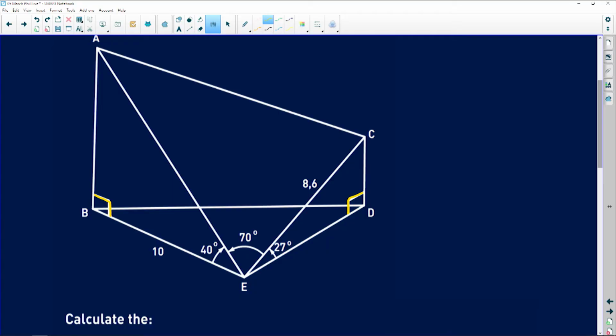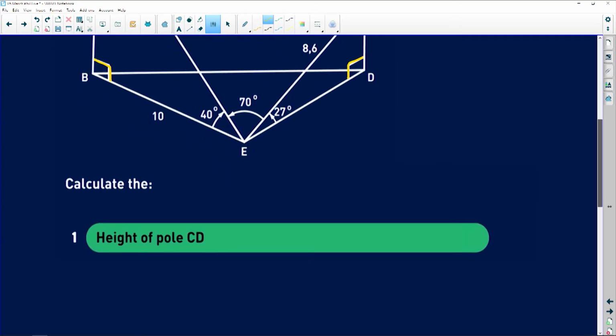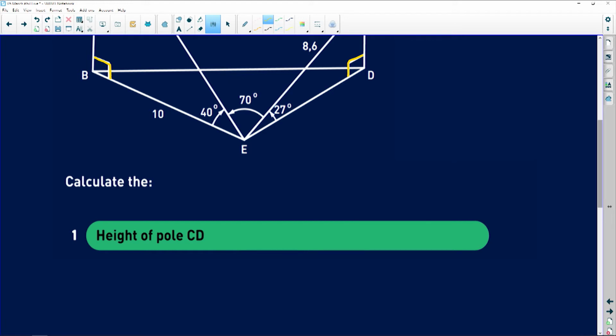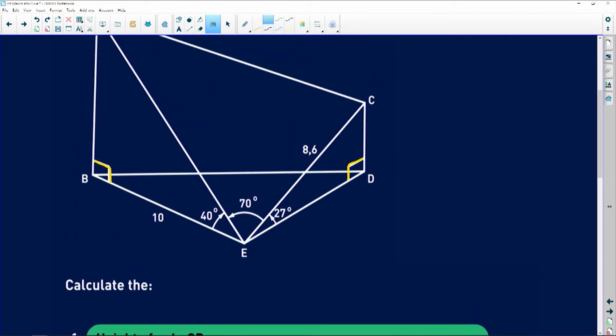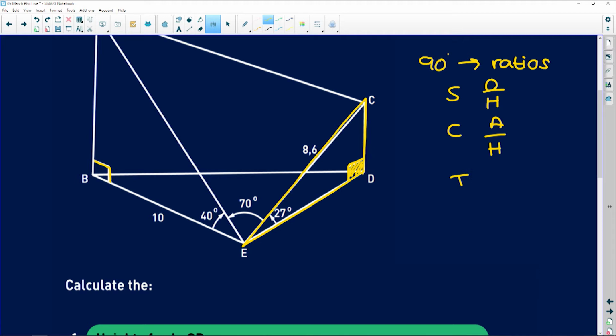Okay, so question 1. Calculate the height of pole CD. So if we come and have a look here, we're working in this triangle over here. Guys, as soon as you see a 90-degree angle, you must know 90 degrees means that I can use my ratios. Any one of them. Sine is opposite over hypotenuse. Cos is adjacent over hypotenuse. And tan is opposite over adjacent. The moment you have a 90 degree in your triangle, you can use any one of those.